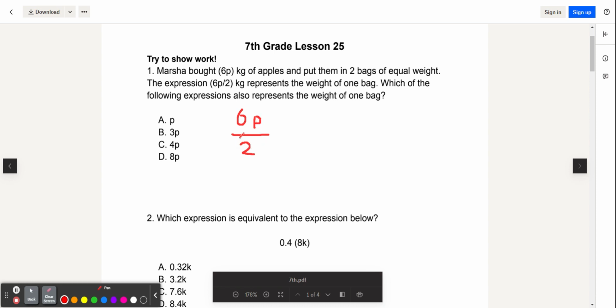6p over 2, you'll see that 6 and 2 divide as such to get 3p. 6 divided by 2 is 3, and the p stays the same. Our final answer is 3p.